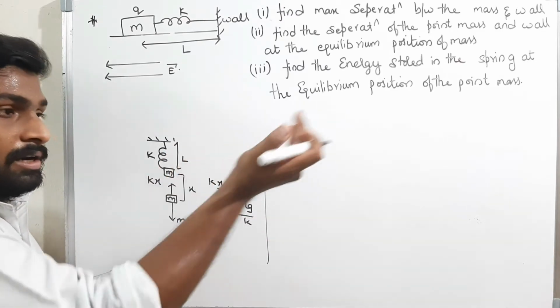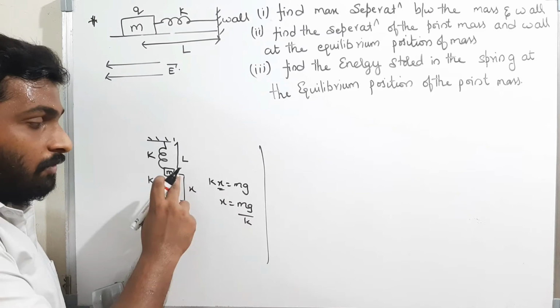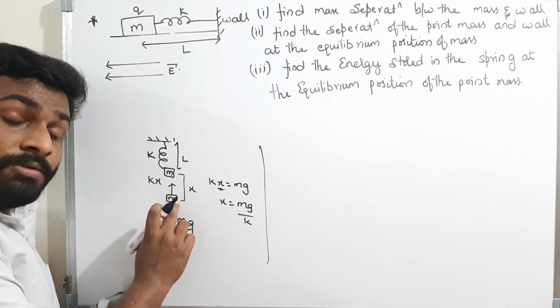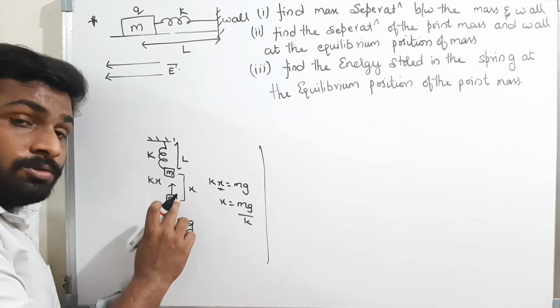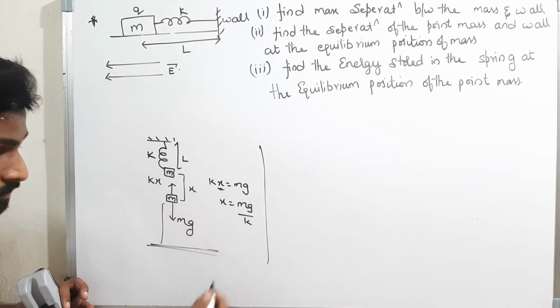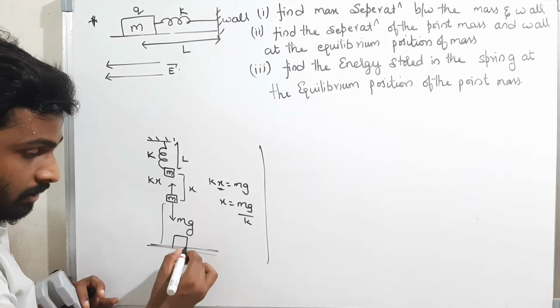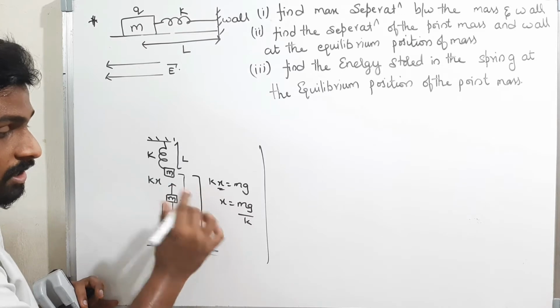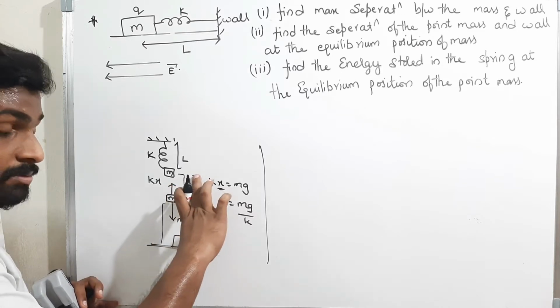Okay, when I release it suddenly, the body will come to the equilibrium position, but unfortunately here it is having some velocity. Therefore the body won't stop here. The body will go down again, somewhere here. Now this is the x. This is the maximum separation.